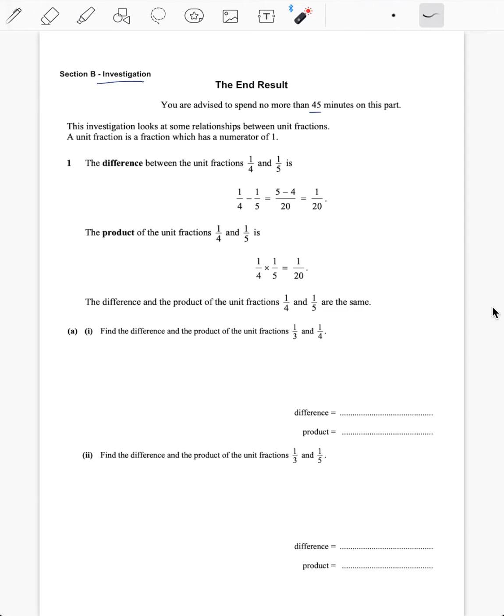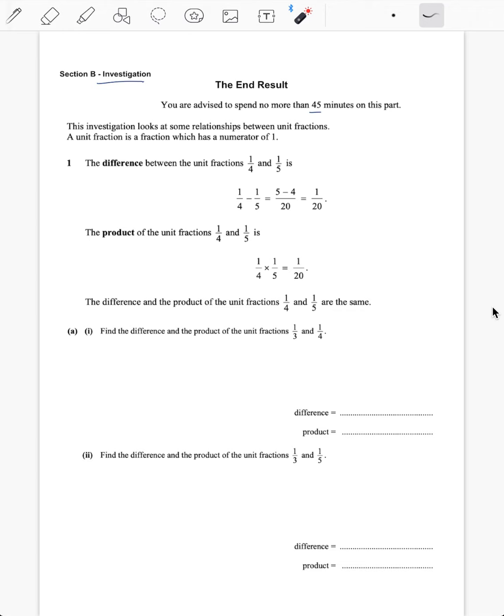So for this one, investigation: look at some relationship between unit fractions. A unit fraction is a fraction which has a numerator of 1. So we can see a couple of instances of fractions with numerators of 1s. Now first of all it's saying the difference between the unit fractions a quarter and a fifth can be written with a common denominator and then reduced to 1 over 20.